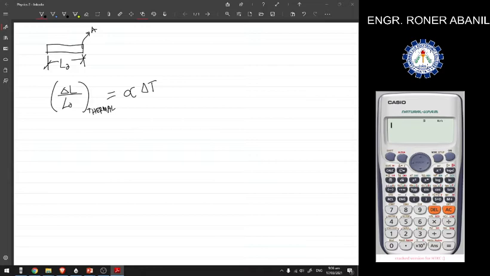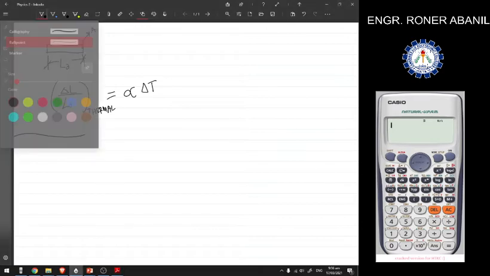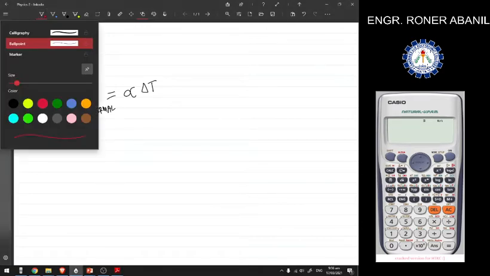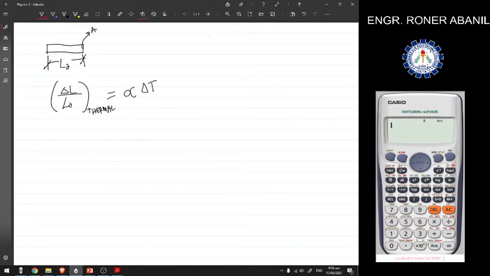Ang Young modulus kasi, gawin kong red. Ang Young modulus kasi is Y is equal to tensile stress over the tensile strain. So, kadalasan ginagamit to doon sa strength of material. So, i-advance na natin ng konti.